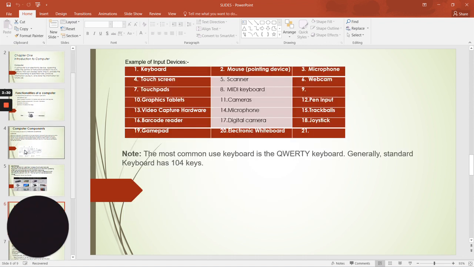Let us also see the example of input devices. Continuation. We have keyboard, mouse, microphone, touch screen, scanners, webcam, touchpads, MIDI keyboard, graphic tablets, cameras, pen input, video capture hardware, trackballs, barcode reader, digital camera, joystick, gamepad, electronic whiteboard. Note that the most commonly used keyboard is the QWERTY keyboard. Generally, a standard keyboard has 104 keys.